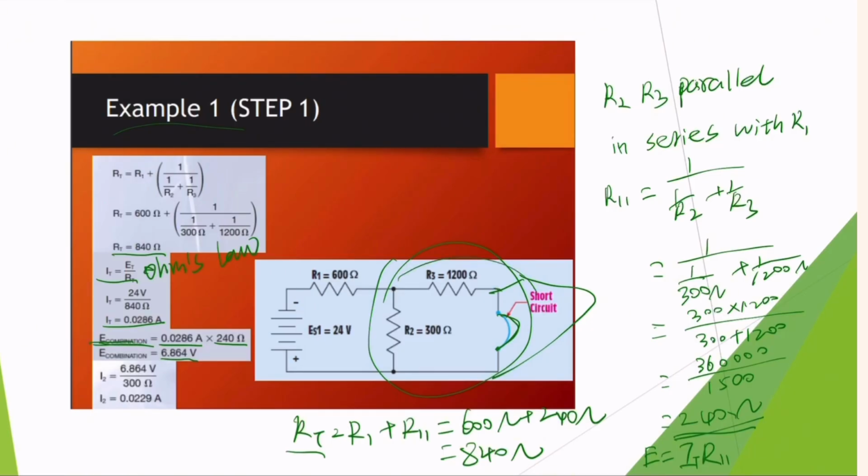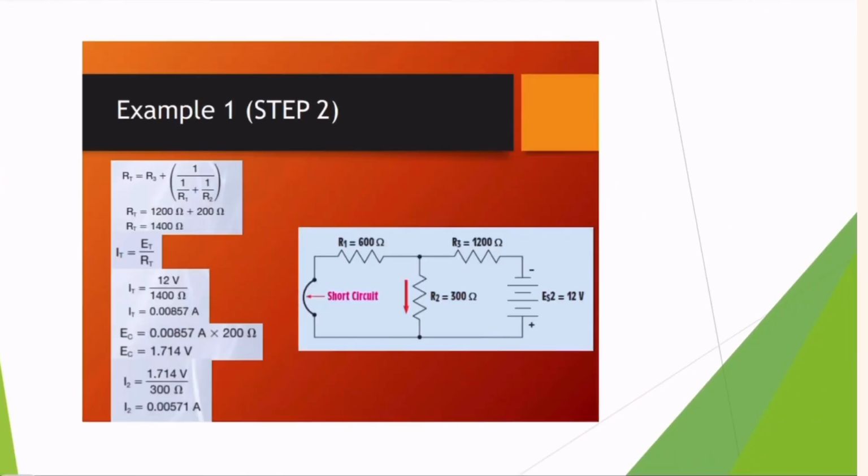After we get the voltage for this part, we can get the current through R2, which is Ohm's law again. So we use E divided by R. That's the current flow through R2. And this is a positive direction here. And the second step is we replace E1 with a short.